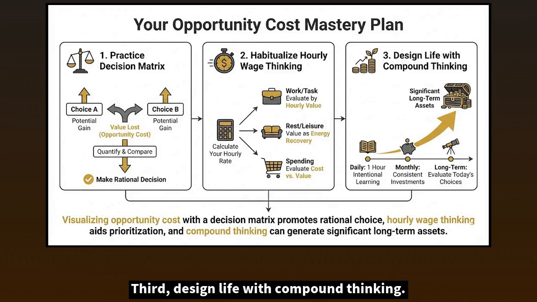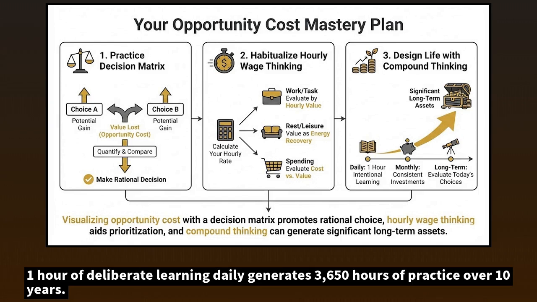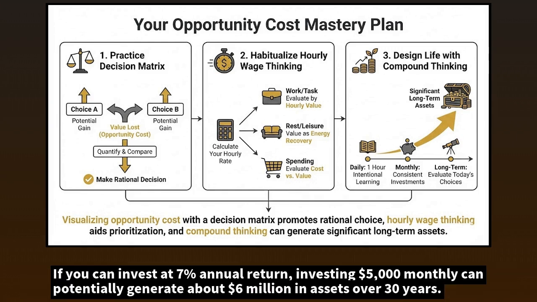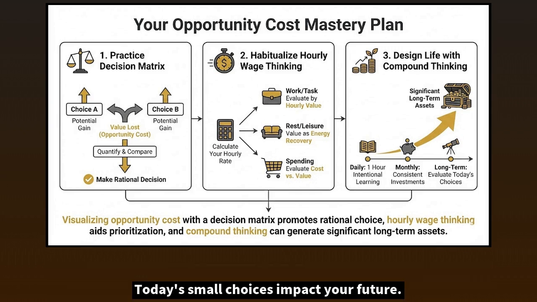Third, design life with compound thinking. 1 hour of deliberate learning daily generates 650 hours of practice over 10 years. If you can invest at 7% annual return, investing $5,000 monthly can potentially generate about $6 million in assets over 30 years. Today's small choices impact your future.